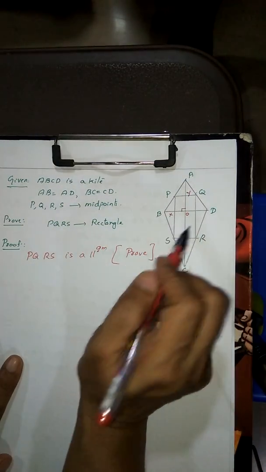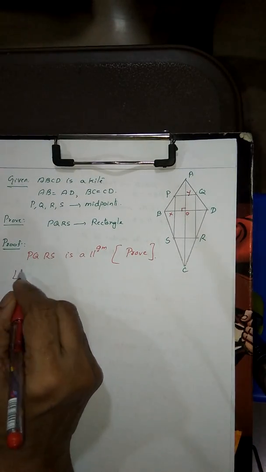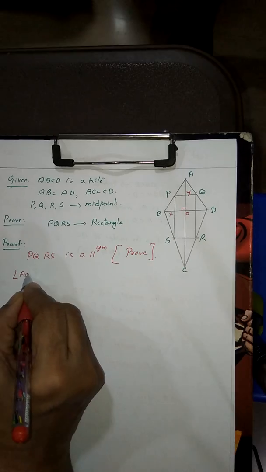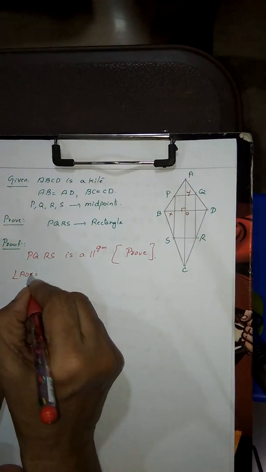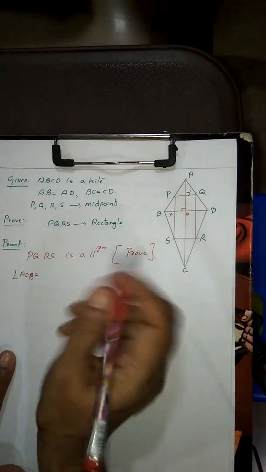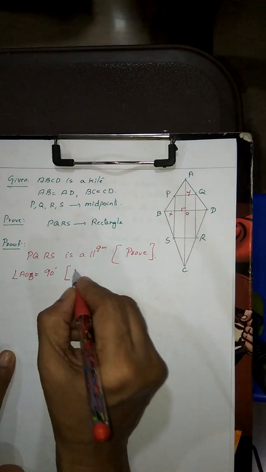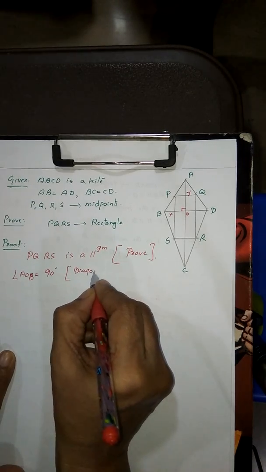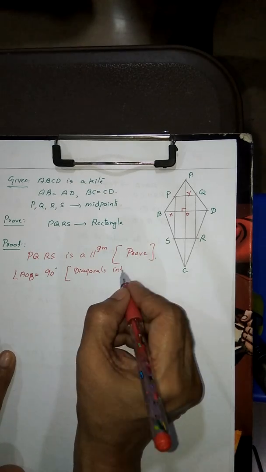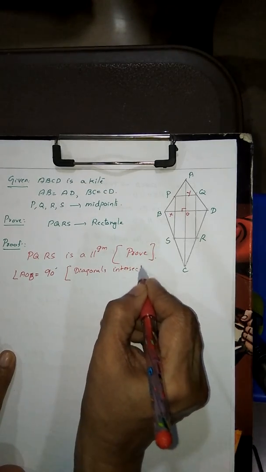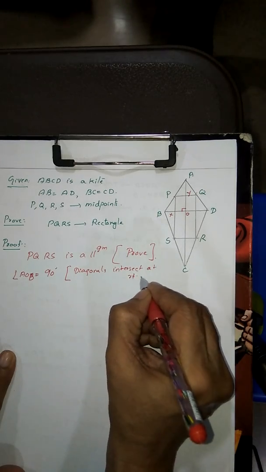So we have proved PQRS is a parallelogram. Now we will write angle AOB is equal to 90 degrees. The reason is the diagonals intersect at right angles. It is not bisect each other, it is intersect at right angles.